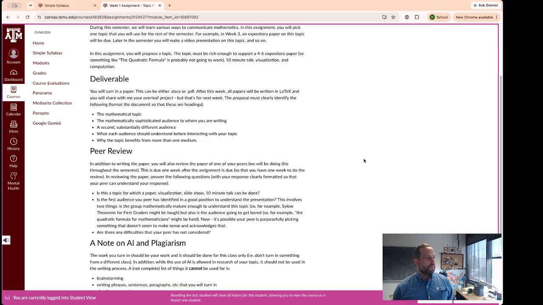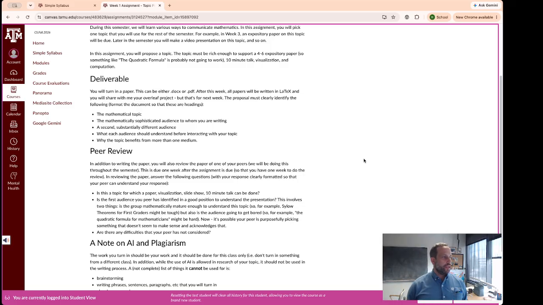So the deliverable, you will turn in a paper. This can be either a .doc or a PDF. After this week, all papers will be written in LaTeX, and I will say more about this in just a moment. And you will share your Overleaf project with me, but that part is going to be for next week.